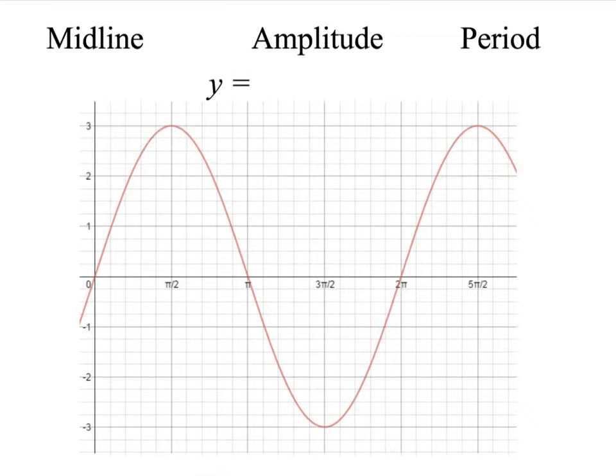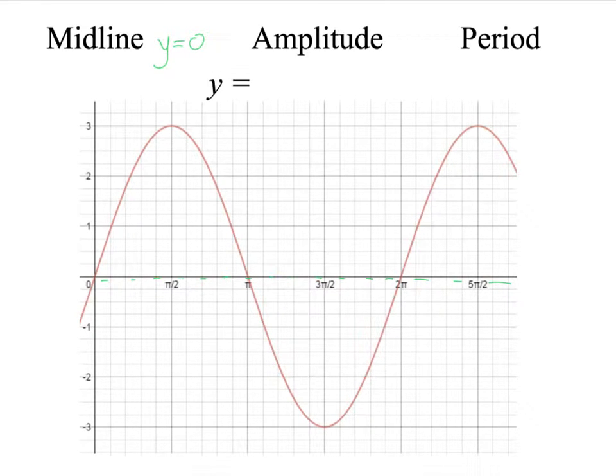Alrighty, let's look at this. We're going to find the midline, amplitude, and period of this graph and then write the equation. So the midline. Hopefully you can see the middle is right down the middle there. So our midline is y equals 0.